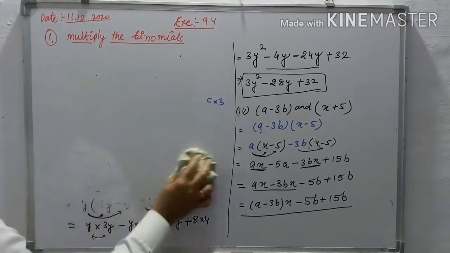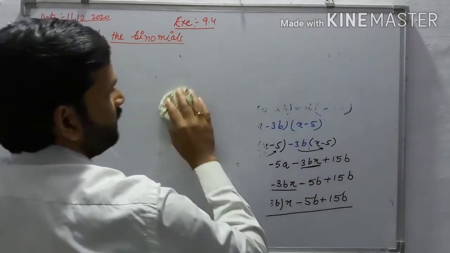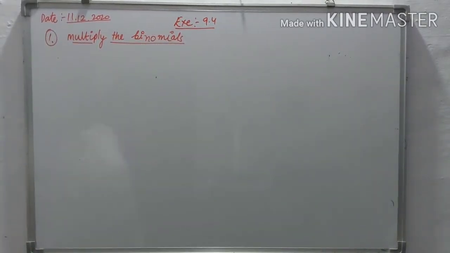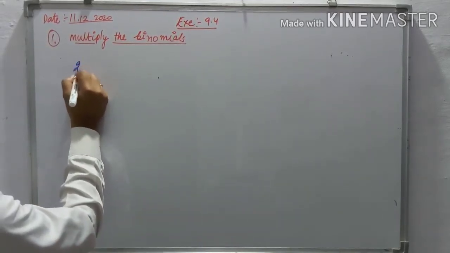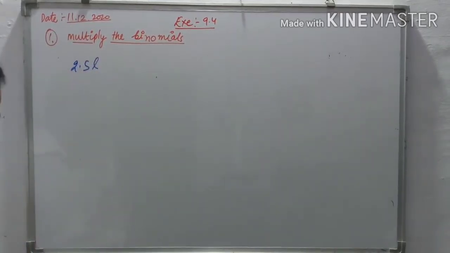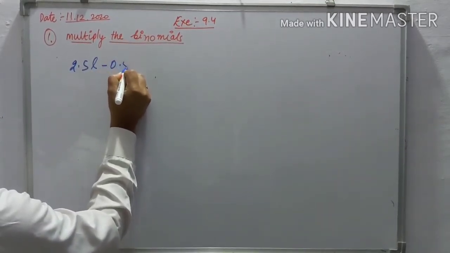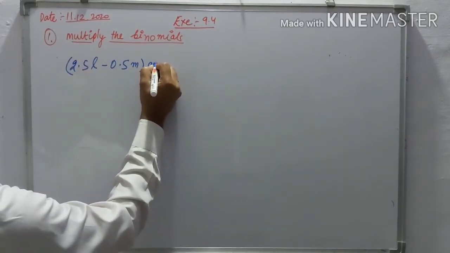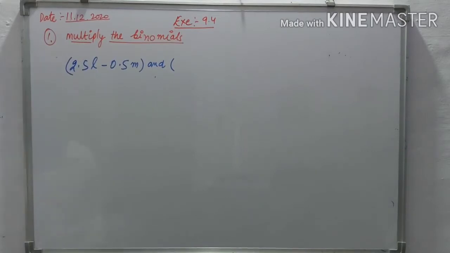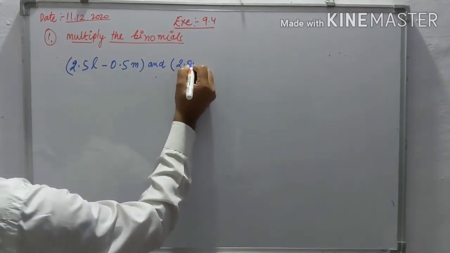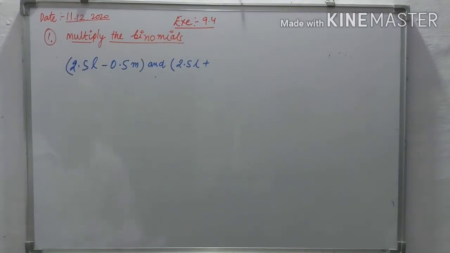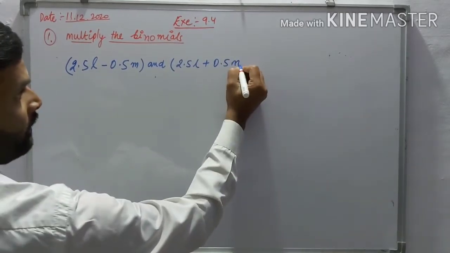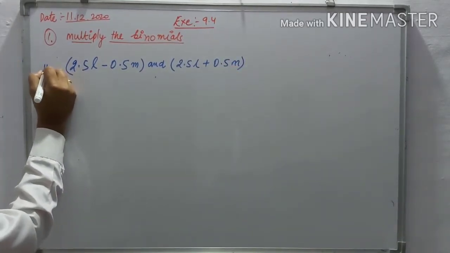Okay, now after this solution, the next question is multiplication of 2.5l minus 0.5m in the first bracket, and the second bracket is 2.5l plus 0.5m. This is question number 3.